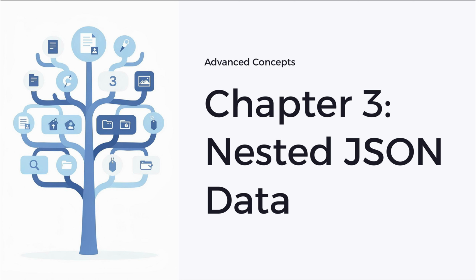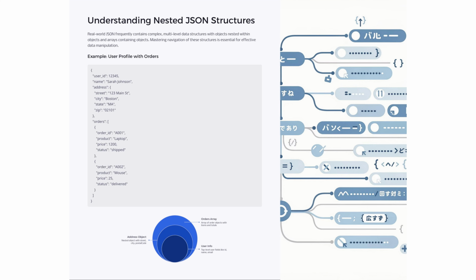For instance, a user profile may include nested objects like an address and an array of orders. Understanding these structures is crucial for effective data manipulation, allowing you to access and modify specific elements within the hierarchy efficiently. Nested JSON structures often include objects within objects and arrays of objects.